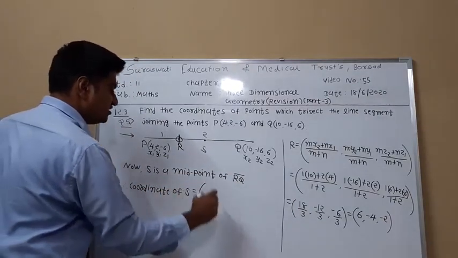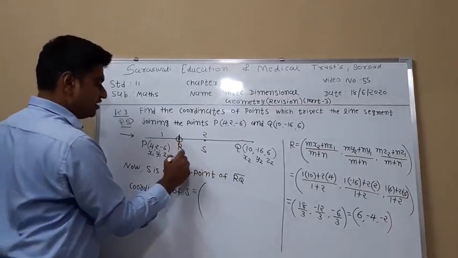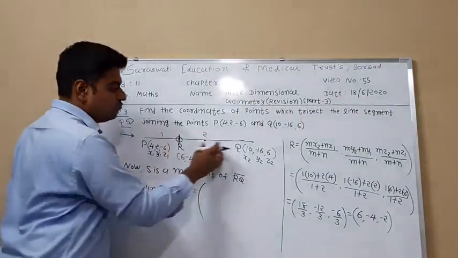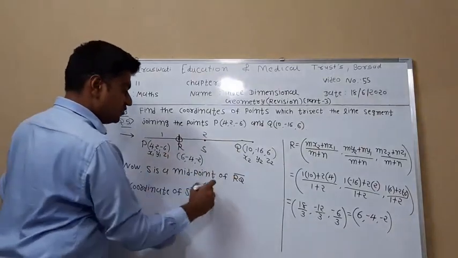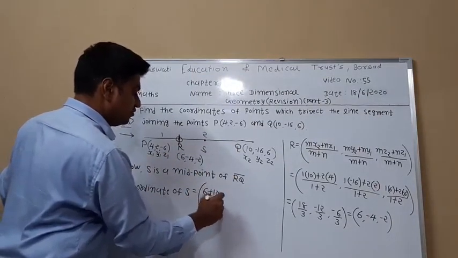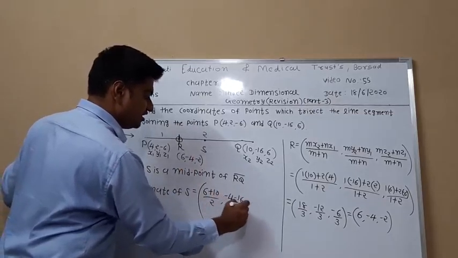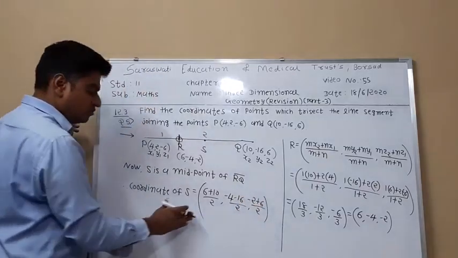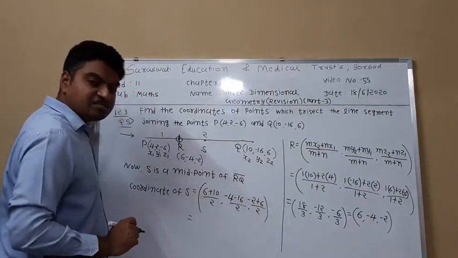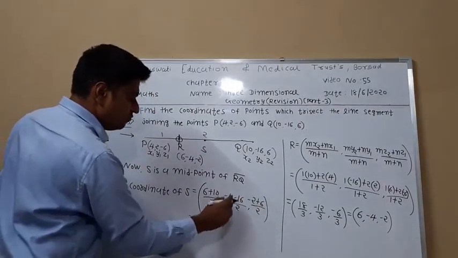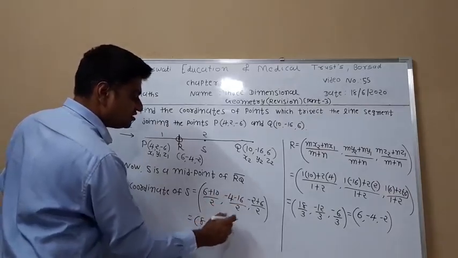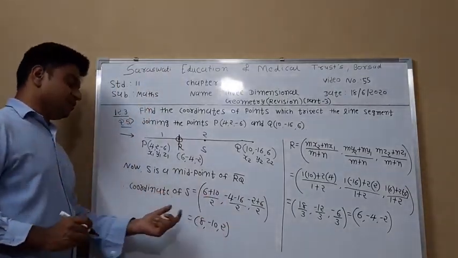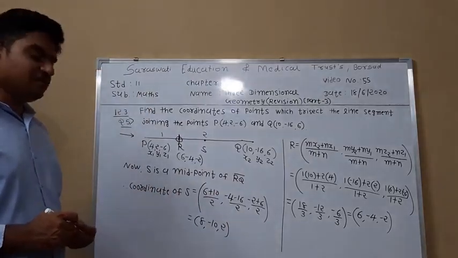Therefore the coordinate of S is equal to, where the coordinate of R is (6, -4, -2) and we know the midpoint formula, that means add both these numbers and divide by 2: 6 plus 10 divided by 2, -4 minus 16 divided by 2, -2 plus 6 divided by 2. Now simplify this term. 10 plus 6, 16 divided by 2, that means 8, -20 divided by 2 is -10, and 6 minus 2 is 4, 4 divided by 2 is 2. So we get the coordinate of S as (8, -10, 2).